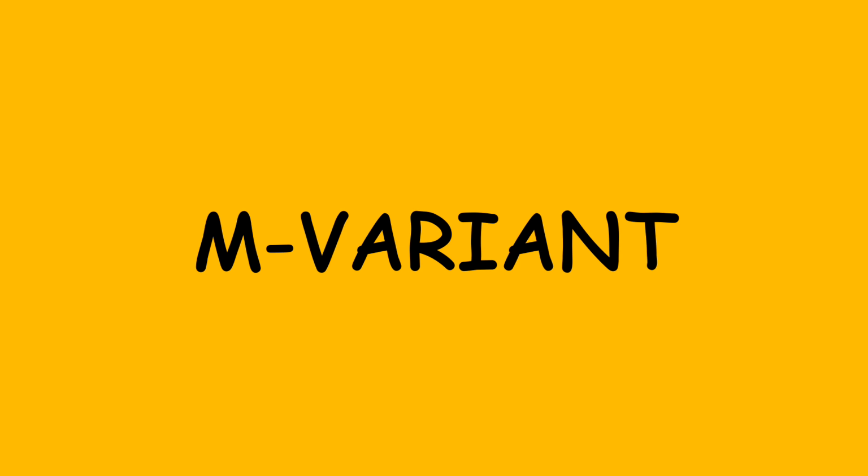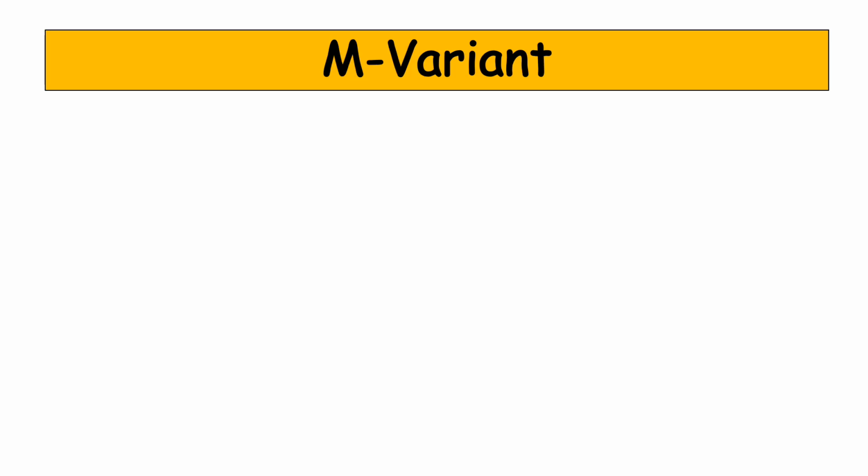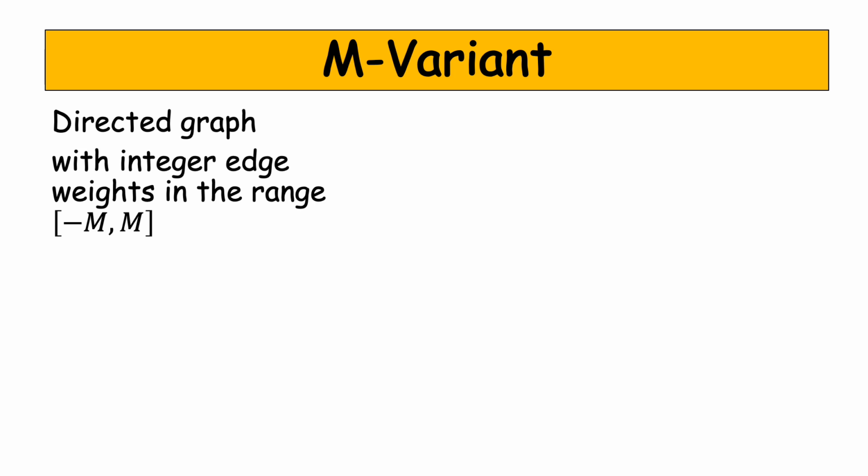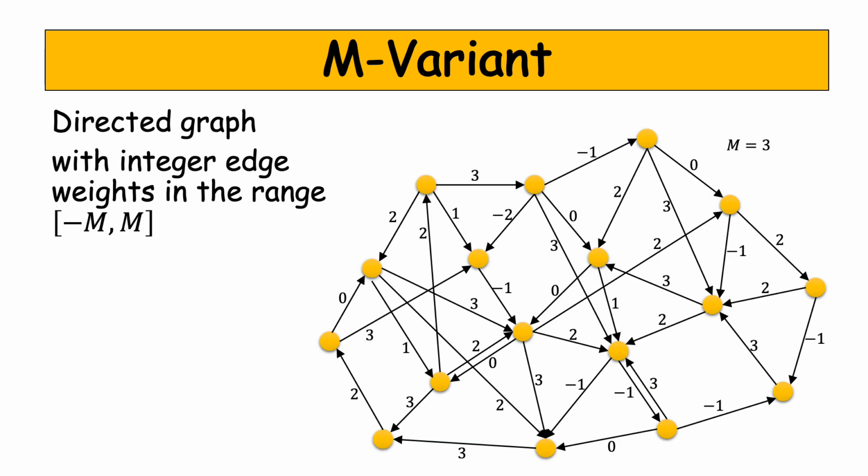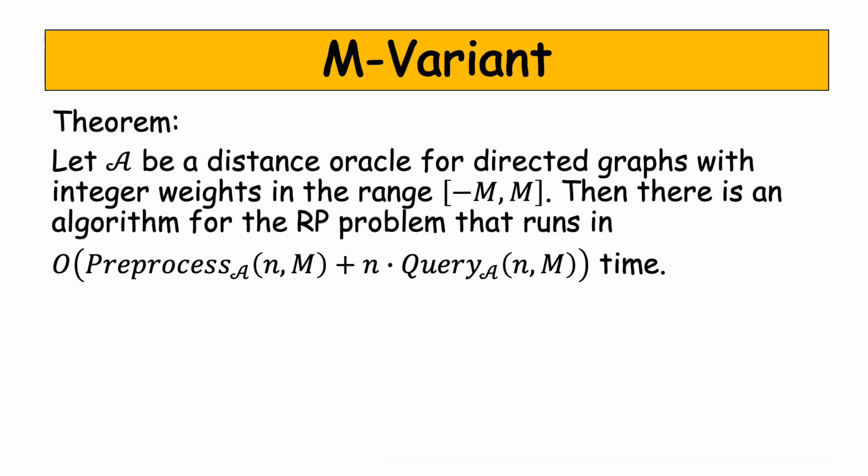Okay, now we are going to see how we can solve the replacement path problem for the M variant very easily. So recall that in the M variant, we have a directed graph with integer edge weights in the range minus M to M. And the following theorem states that if we have a distance oracle A for directed graphs with integer weights in the range minus M to M, then there is an algorithm for the replacement path problem that runs in one pre-process plus n query time.